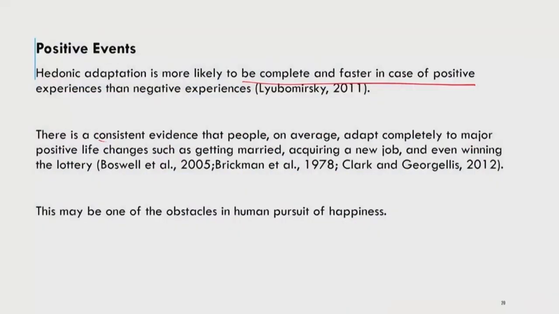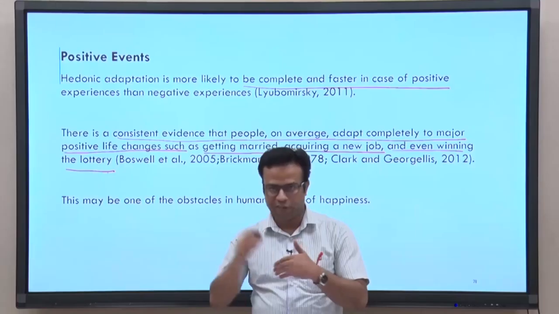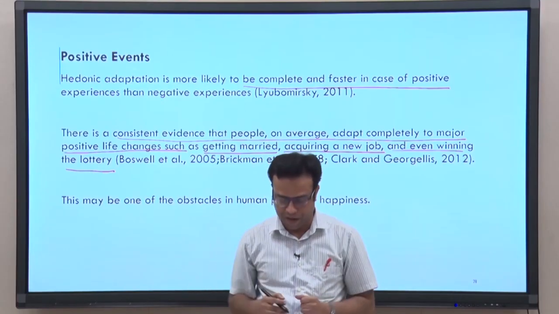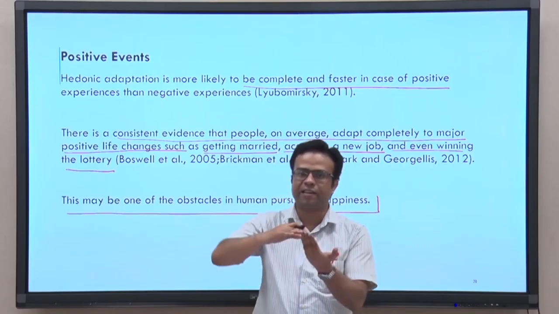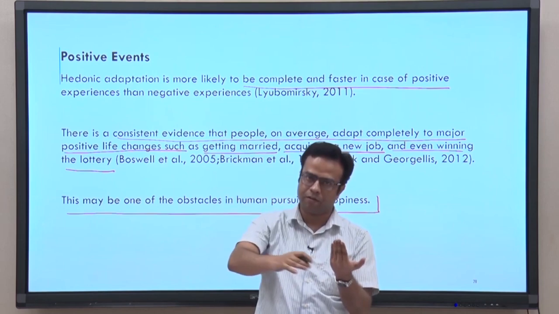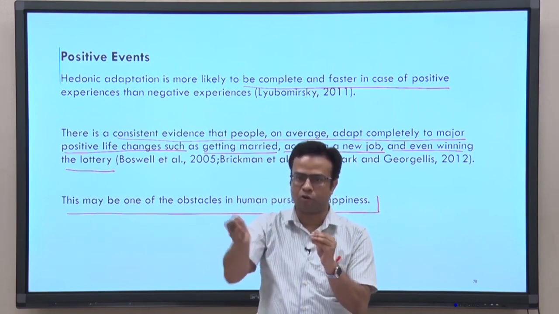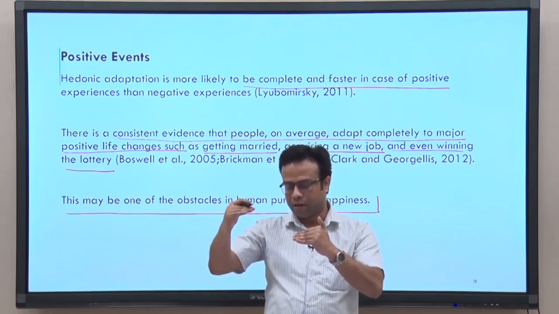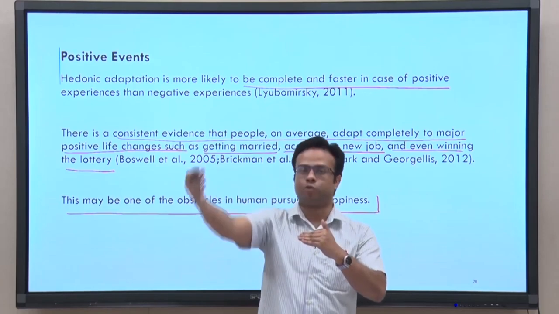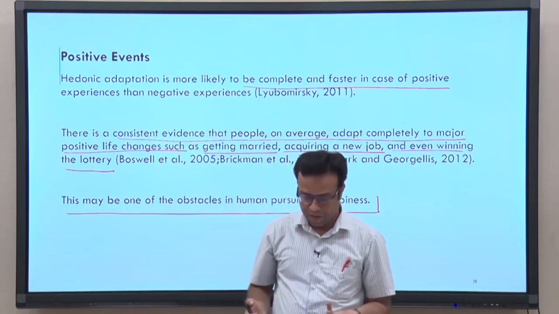So, there is consistent evidence that people on average adapt completely to major positive life changes such as getting married, acquiring a new job and even winning a lottery. People completely adapt within a few months or years. So, this may be one of the obstacles in the human pursuit of happiness. If people completely adapt to positive changes, then the happiness level is very short term and people will come back. So, positive emotional consequences may not last long and people generally completely adapt to them. This could be another obstacle in enhancing positive emotion or happiness level.